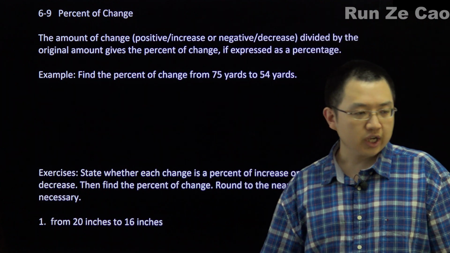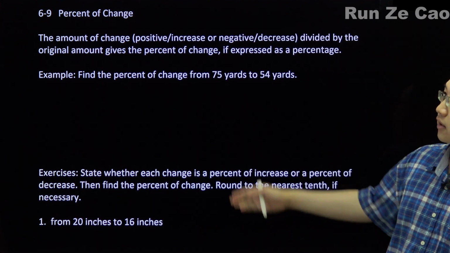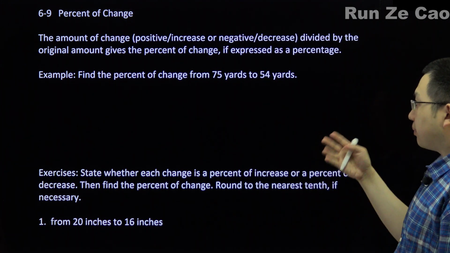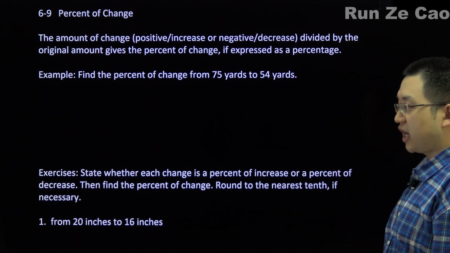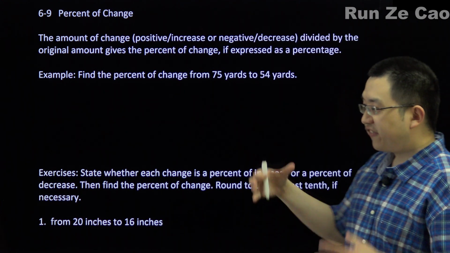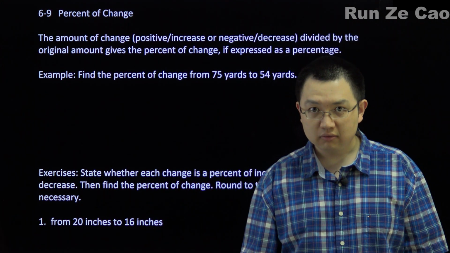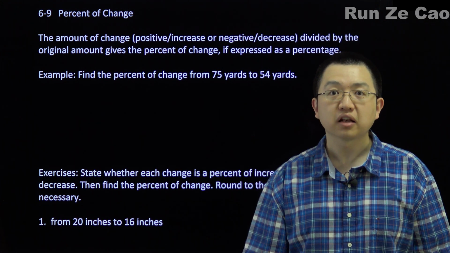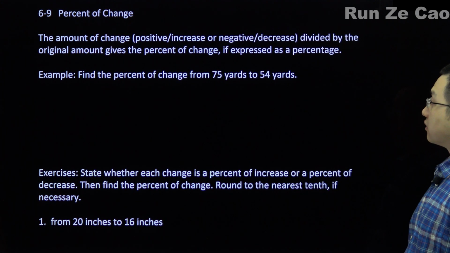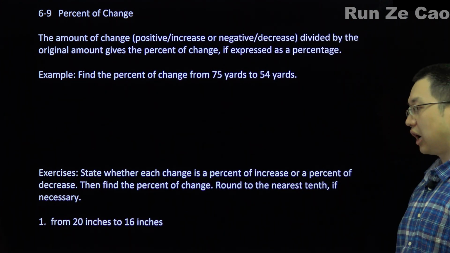Percent of change. The amount of change, whether increase or decrease, expressed as positive or negative, divided by the amount that you began with, gives you the percent of change. Like say we have the fish stocks, so the number of fish available, rose 10% last year. That's plus 10% over the course of the last year, if expressed as a percentage, of course. Find the percent of change from 75 yards to 54 yards.